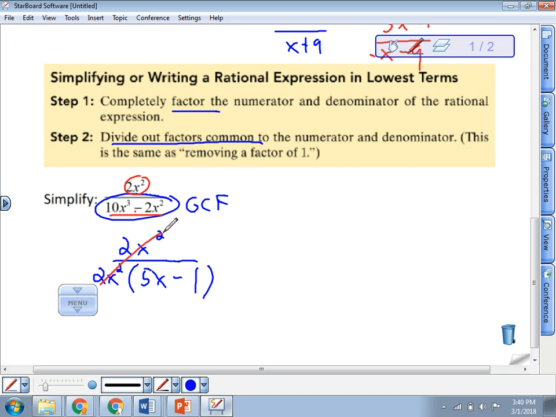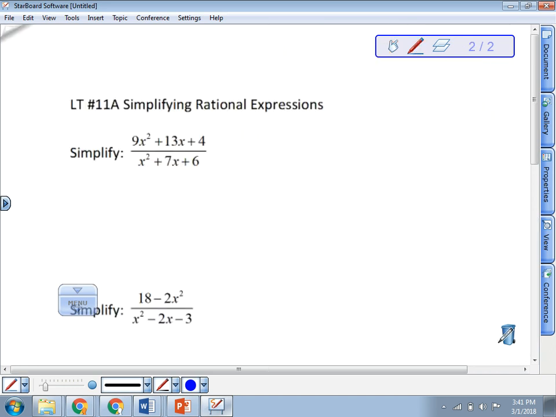So on top, it doesn't become a 0. On top, I have a 1 up there. And then on bottom, I have the 5x minus 1, and that is your final answer. So just factor and then see what can cancel out. Let's do some more examples so you can see each type of problem you're going to see. All right, here we go.